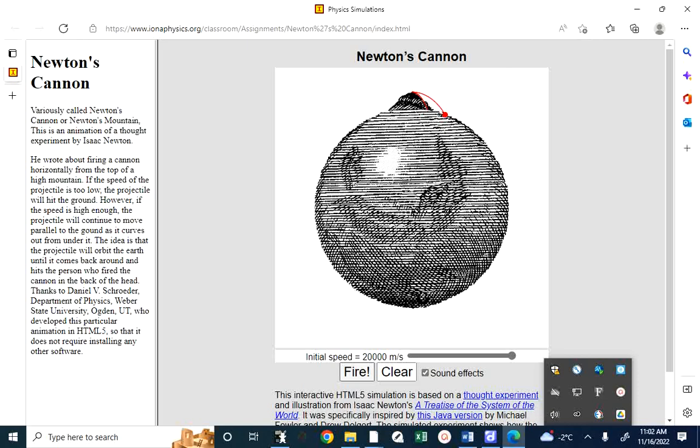If I were to increase this to 20 kilometers per second, it's not coming back. If I were to increase it instead of to 20, maybe to 11, and I fire it, it's not coming back. It's not coming back because it's getting further and further away from the Earth. Now, with planetary orbits, it's possible for it to come back, but we're not going to worry about that.